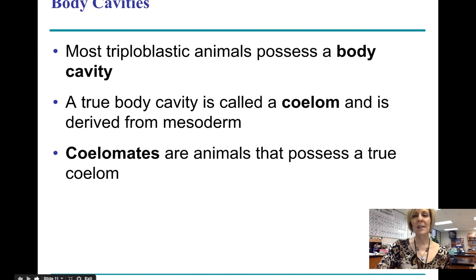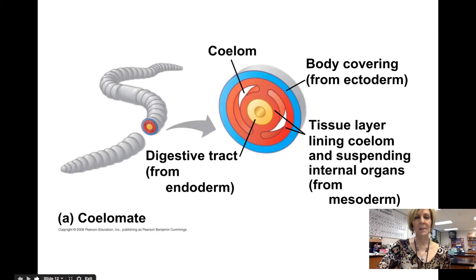So most triploblastic animals, with the mesoderm, ectoderm, and endoderm, possess a body cavity. A true body cavity is called a coelom, and animals that have a true body cavity are called coelomates. Hopefully you've done some dissection. When you open up the abdominal cavity, say of a cat or a fetal pig, you can see that it really is a hollow cavity inside. Yes, there are organs in there, but it's not a solid thing. And that's what a body coelom is.